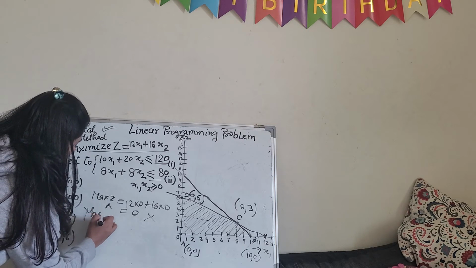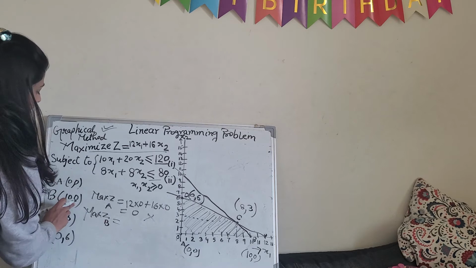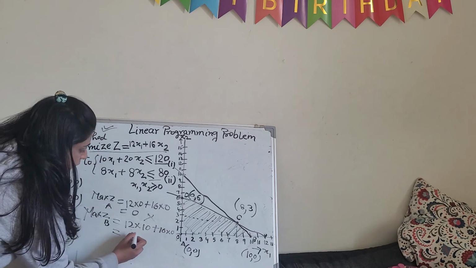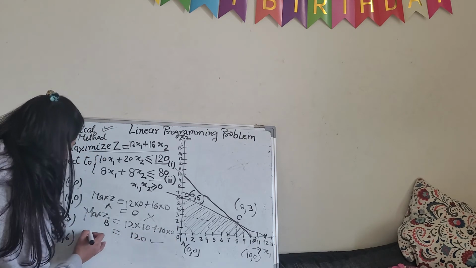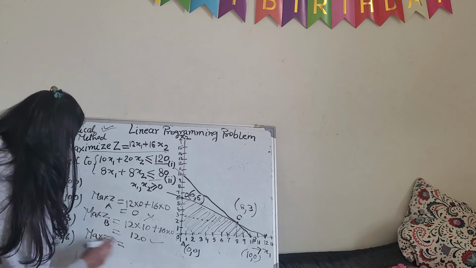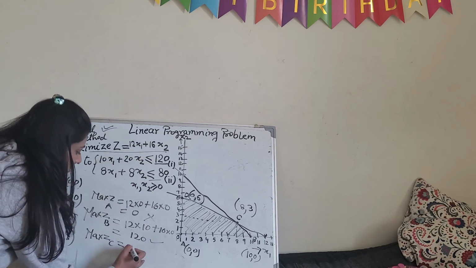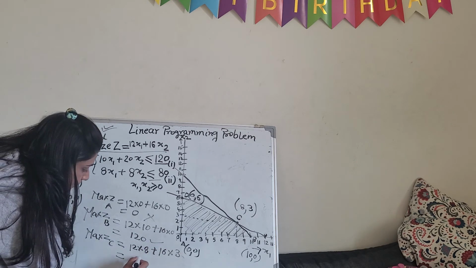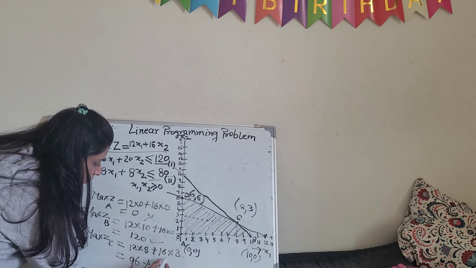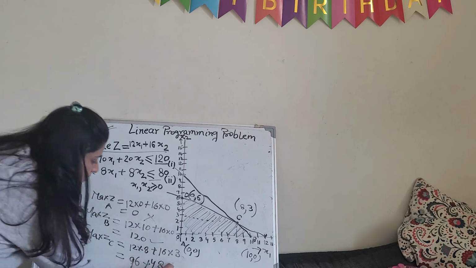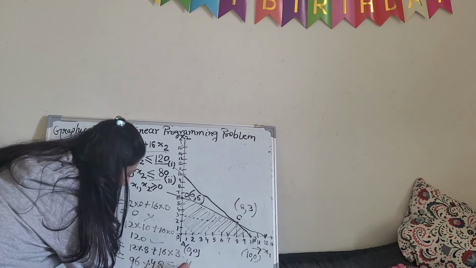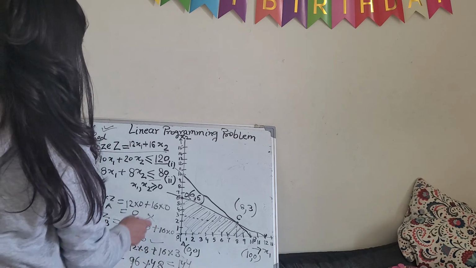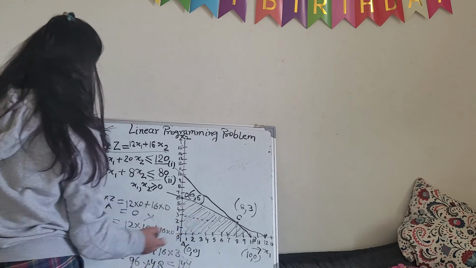Maximization Z at B, B is 10 and 0, so 12 into 10 plus 16 into 0. So it will be 120 and this will be 0. So we are getting 120 at point B. Now maximization at point C, which is 8, 3. So 12 into 8 plus 16 into 3. 12 into 8 will be 96, 16 into 3 will be 48, 96 plus 48 is 144, right? Yes, 144 we are getting at point C.